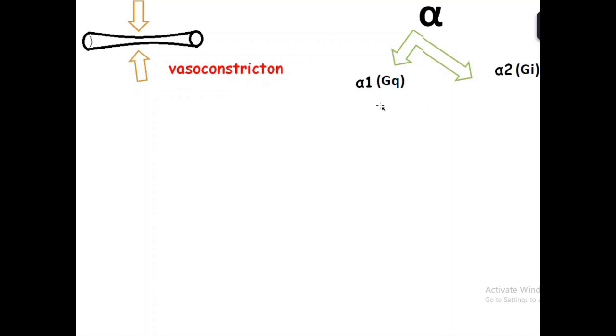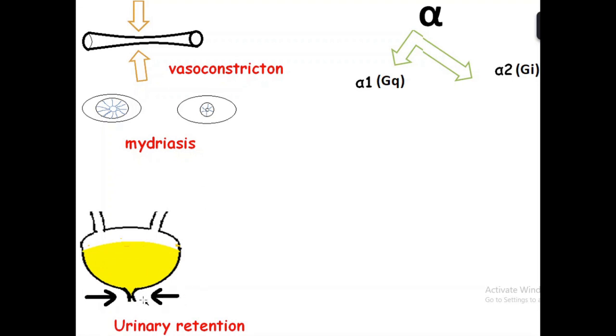Now, alpha 1 receptors are mainly located on vascular smooth muscles throughout the whole body, and when activated they lead to vasoconstriction. They are also located on the dilator muscle of the iris, and when activated they lead to mydriasis, which is the dilation of the pupil. They are also located on urinary sphincters, and when activated they lead to contraction of sphincters, and that is why they cause urinary retention.